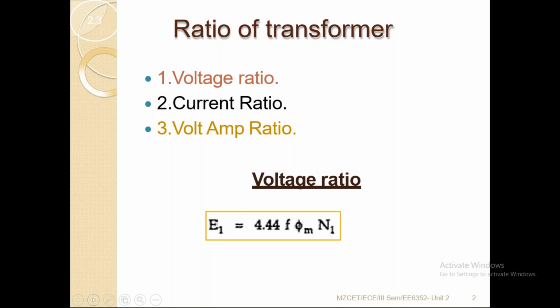The transformation ratio is what we call the ratio of the transformer. Here, we are going to discuss three important factors: voltage ratio, current ratio, and volt ampere ratio. These are the three ratios we are going to discuss in the transformation ratio. So how can we write K in terms of voltage ratio? What is the K value in terms of voltage ratio? V1 by V2 or V2 by V1?